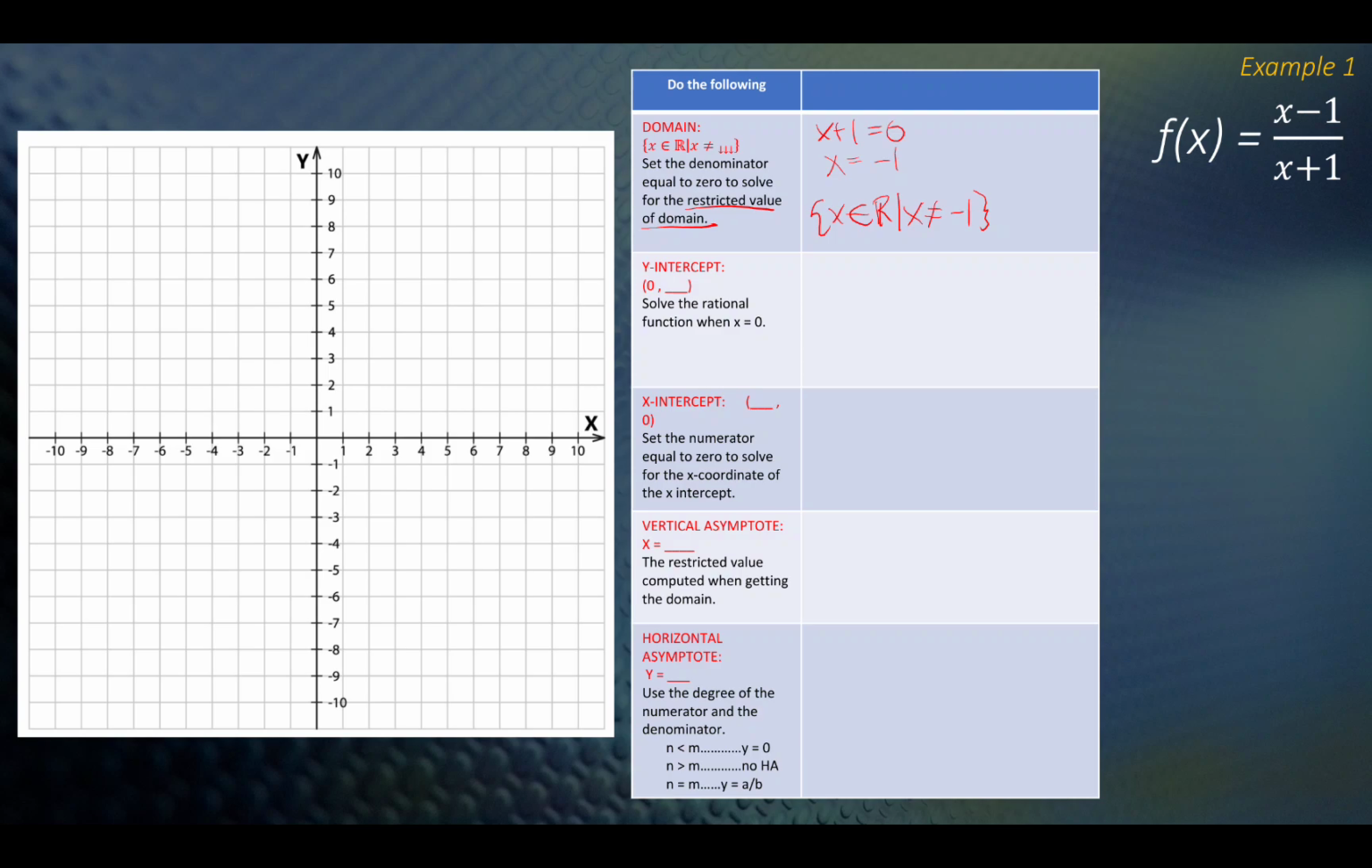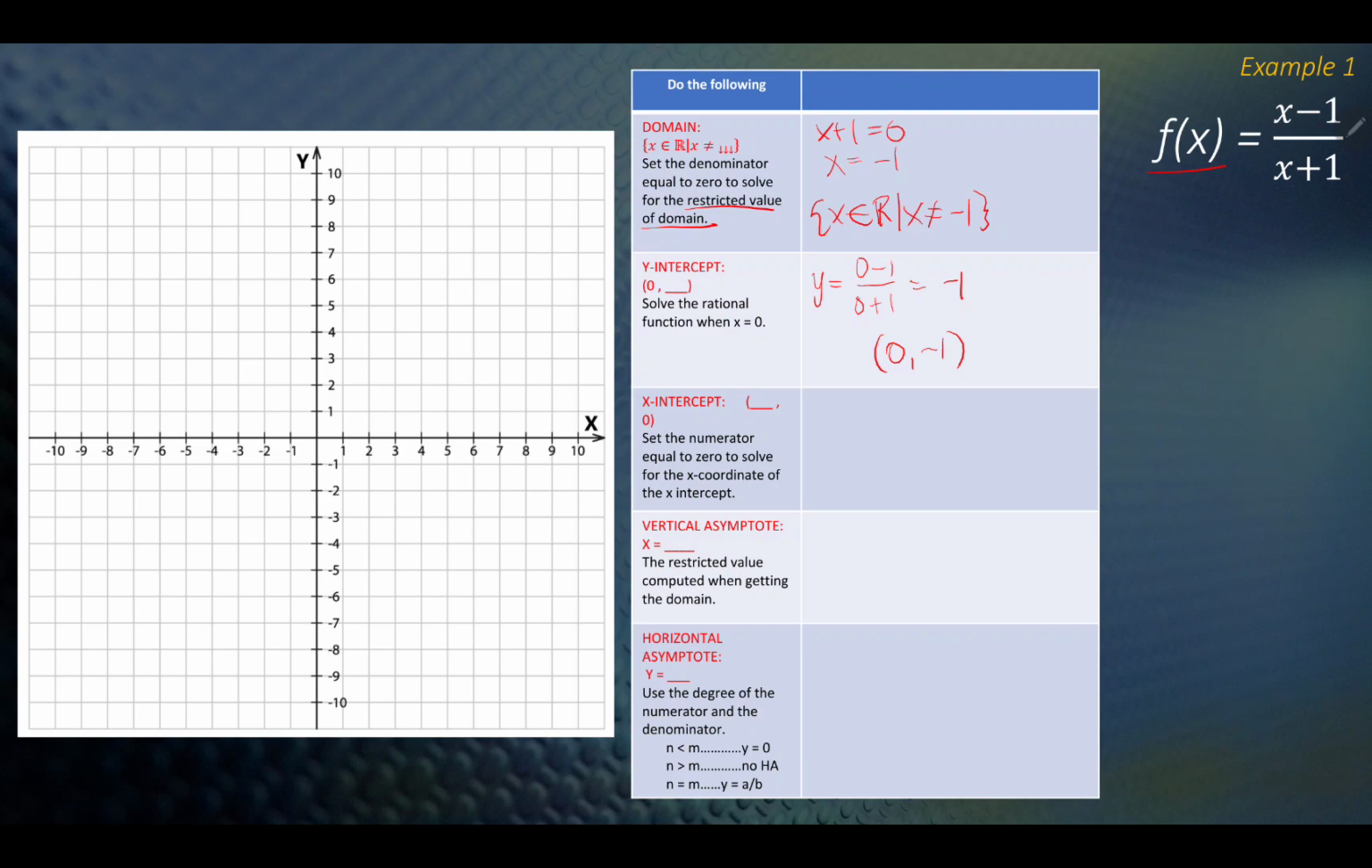For the y-intercept, we have to solve the rational function when x is equal to 0. So we transform this into a rational equation: y equals, and we just change f(x) to y, and then substitute 0 for each of the x's. So (0 - 1)/(0 + 1), and we'll have y equals -1. So the ordered pair for our y-intercept is (0, -1), the substituted value and the computed value.